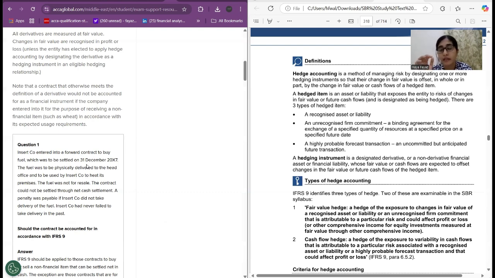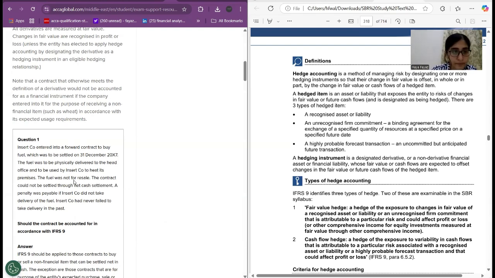You're going to recognize it like it's just like a normal future. You are going to do a transaction in the future, and normally how do you account for it? Debit inventory, credit payables, debit inventory, credit cash, however it is. That's all. So this is that only. This is just saying that if it is for own purpose, then it is not a derivative. That's all. So it is just normal accounting.